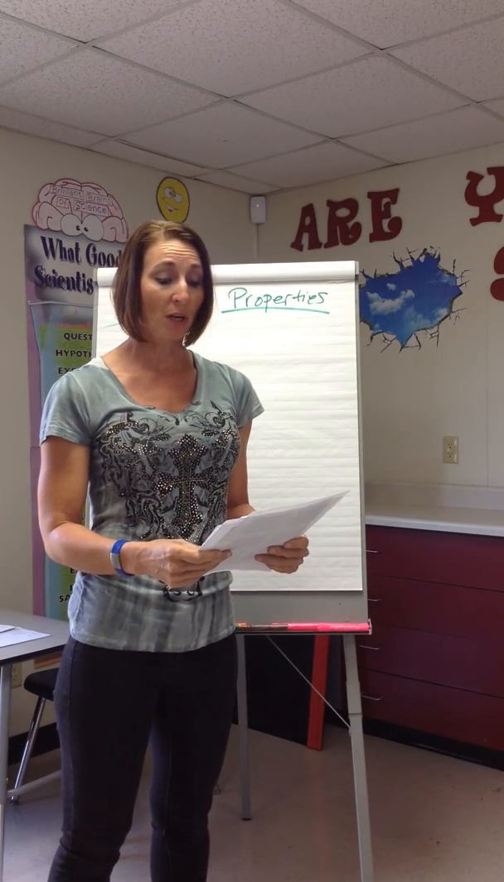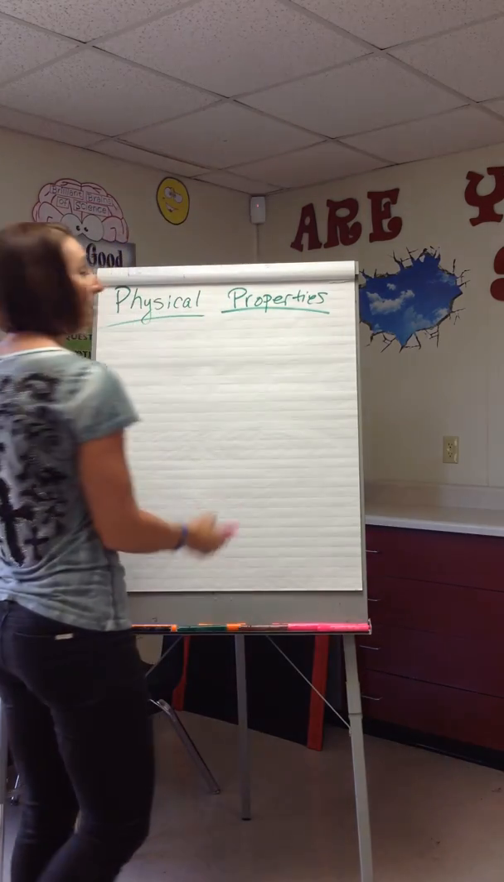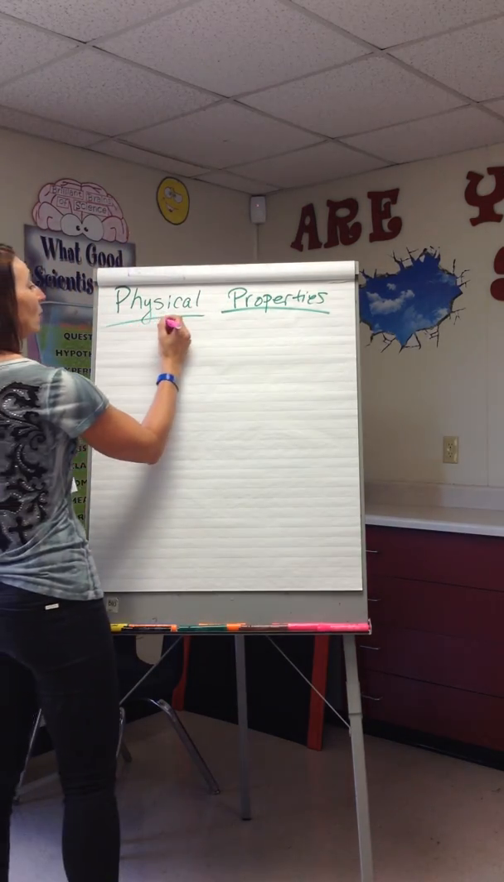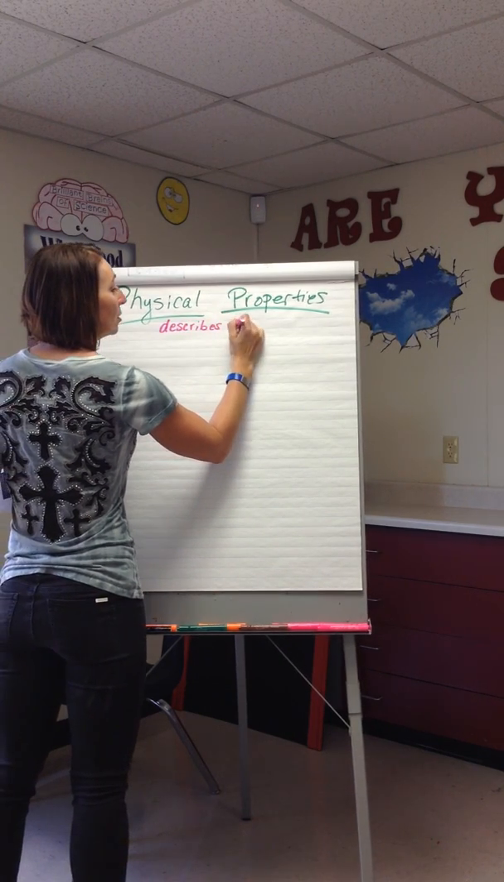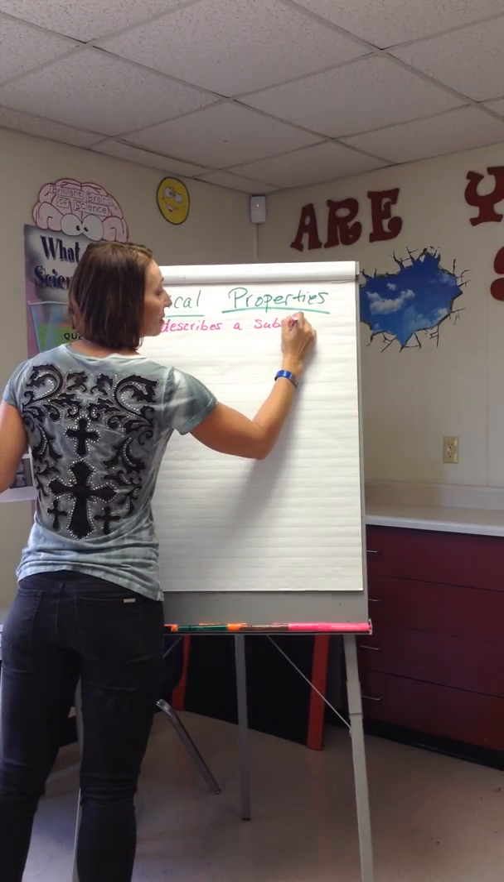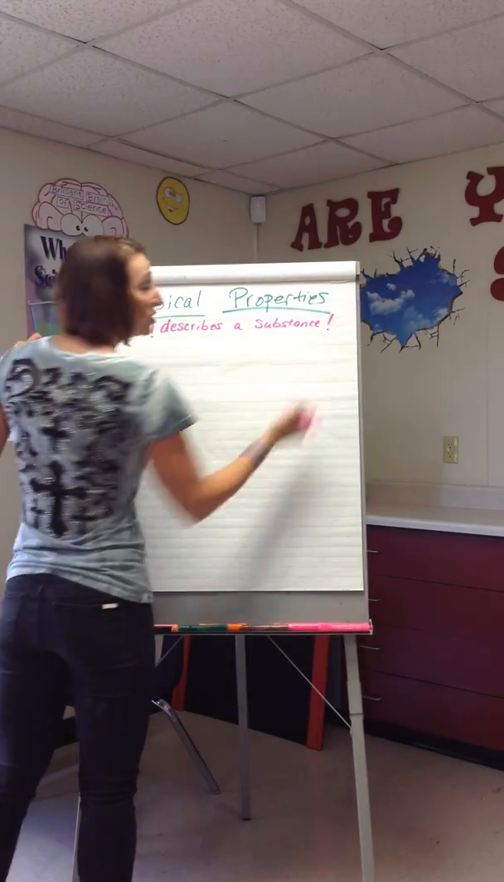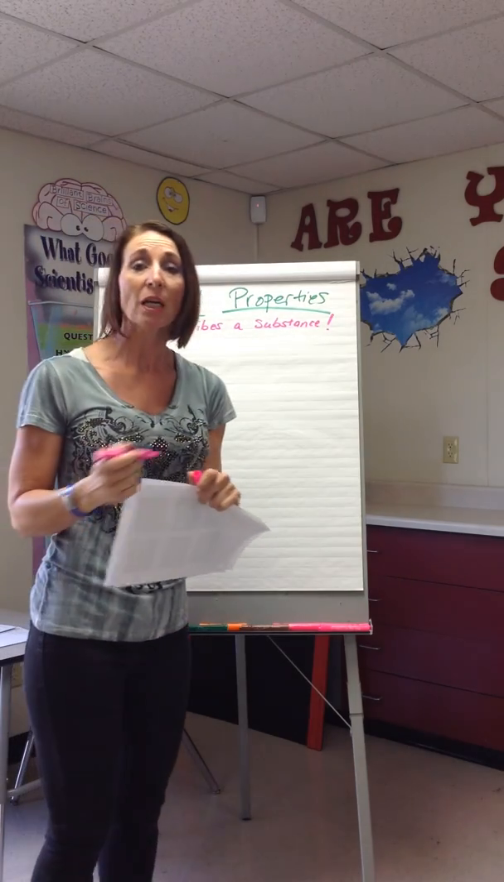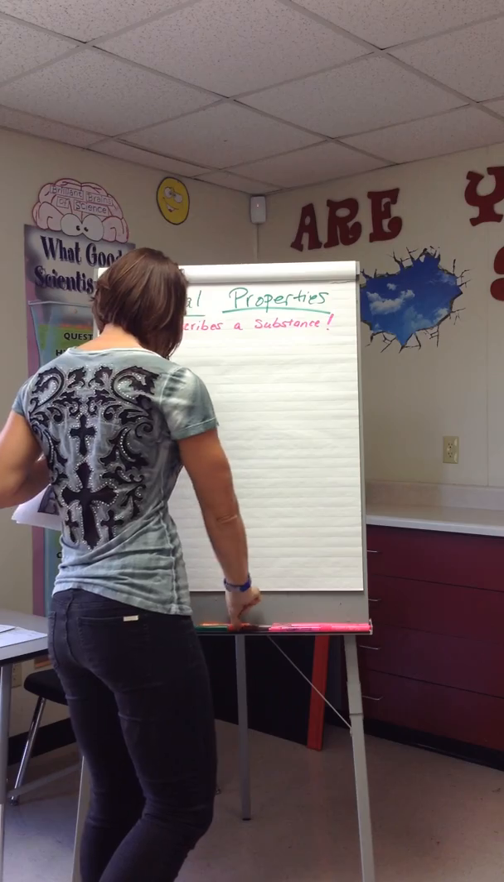Physical properties are the characteristics used to describe a substance. That's what it is. It describes it. It doesn't change it into anything new. It just describes it. So what are some ways to describe a substance?